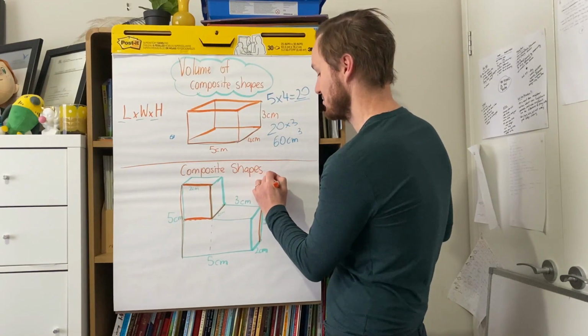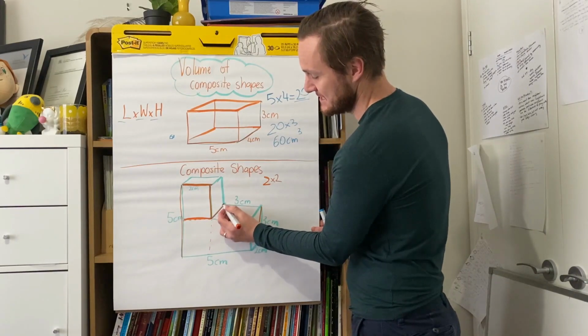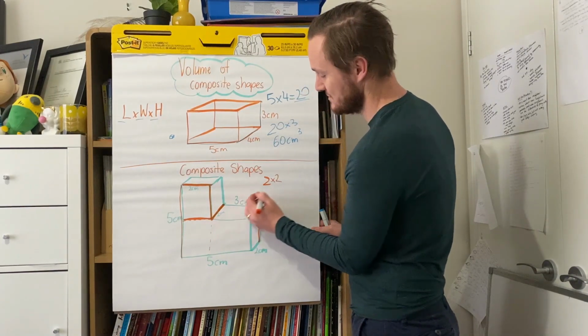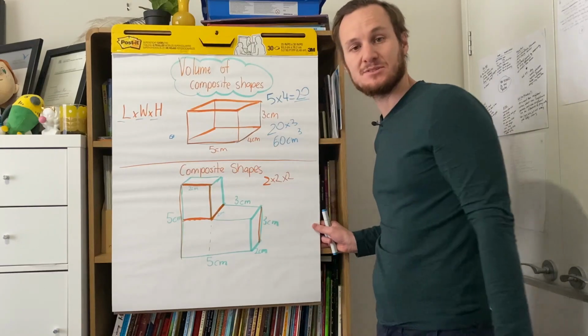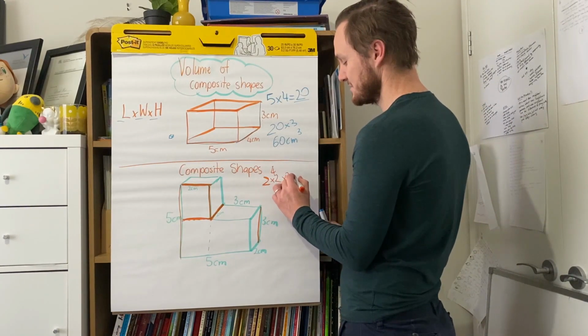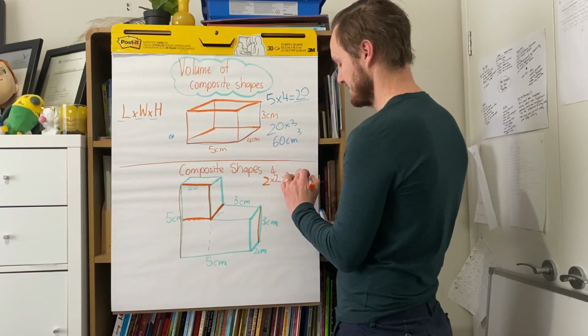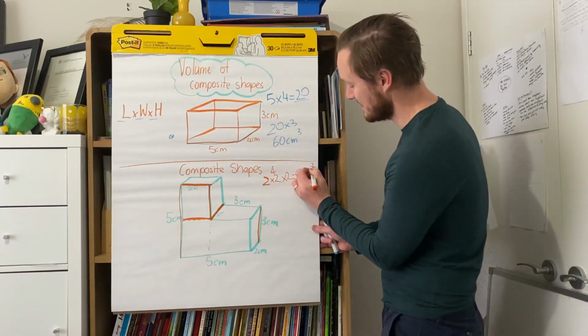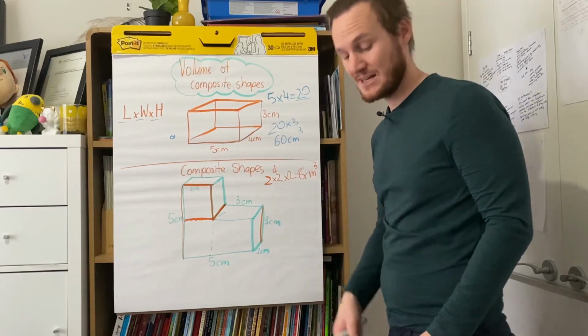So it's 2 times 2, and the depth of this shape you can see here is 2 centimeters. So it's 2 times 2 times 2. So 2 times 2 is 4, and then 4 times 2 is 8. All right, let's leave that to the side for a second. And now let's look at our other shape.